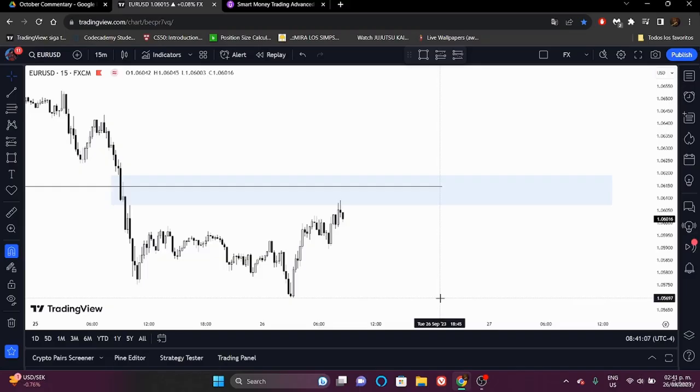Also, we're going to be talking about central bank dealing range and how it is likely for us to find the daily high and the low of the day.